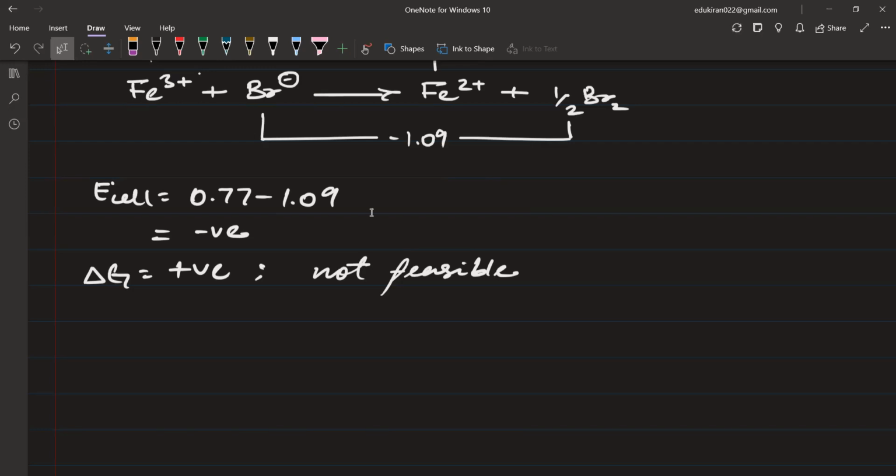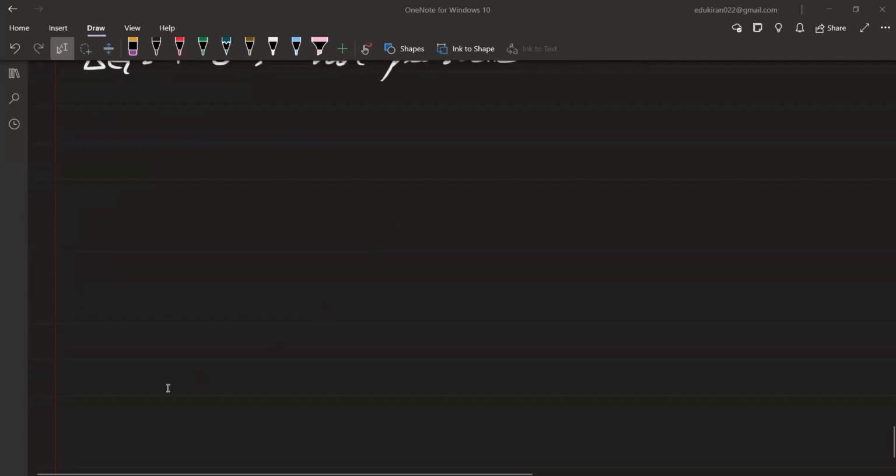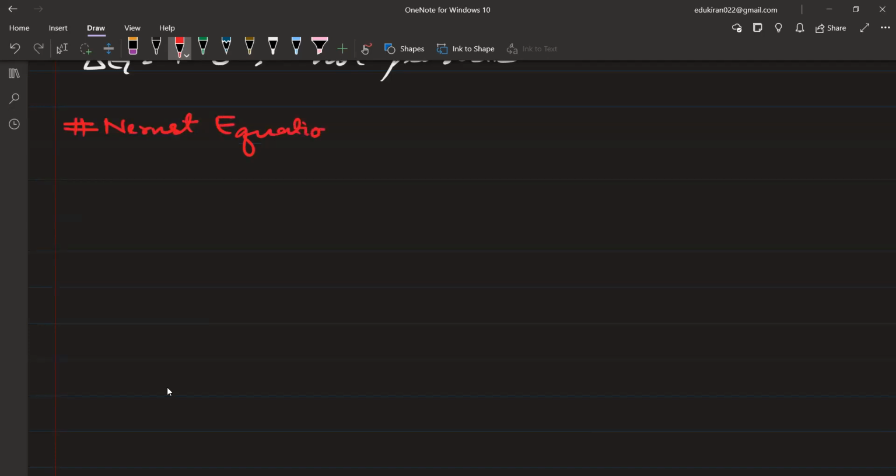Nernst equation and equilibrium constant. Write the next topic, Nernst equation. Hanifa and Nawal, you understood how to do this, right? Yes, sir. Okay, right. Next, Nernst equation and equilibrium constant.